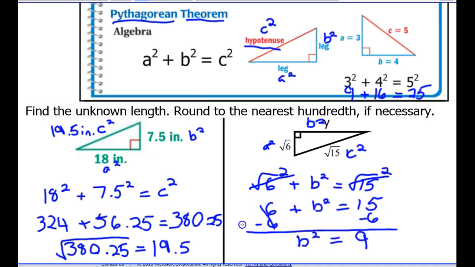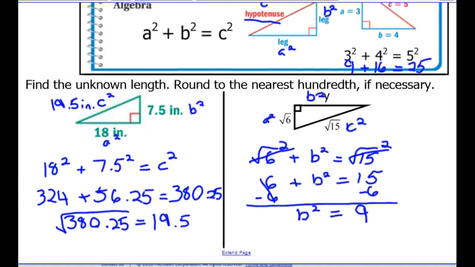Now our b is not quite by itself yet. So what we need to do is find the square root of this to get rid of our square. If we find the square root of b squared, that cancels out our 2. We have to find the square root of 9. So b equals the square root of 9, which is 3. So our y here has got to be 3.